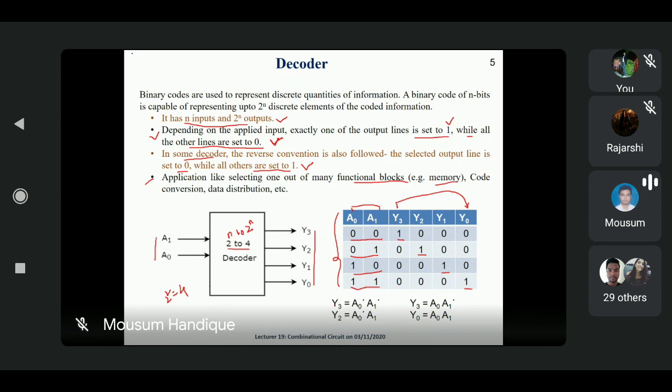And if we write it in expression format, see here, Y3 is 1. What is the value of A0 A1? It is A0 complement A1 complement. We are writing in the sum of products form. Y2 means this one is 0 and this one is 1, so I am writing A0 complement A1. Y1 and Y0 are similar. Okay, so this way we can design the decoder. Any doubt? Up to this, any doubt? No, sir. Okay, very good.